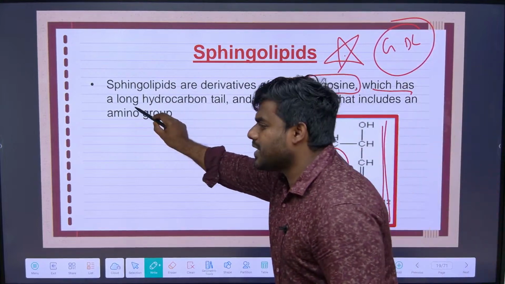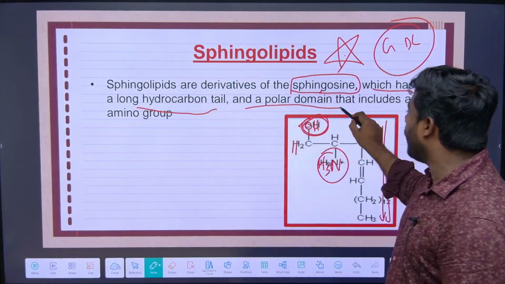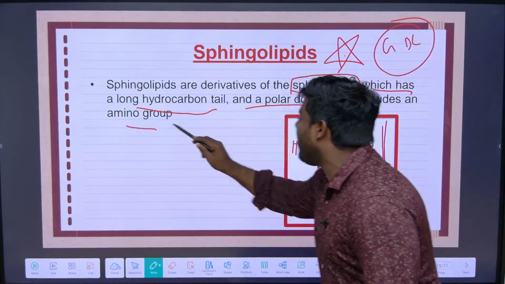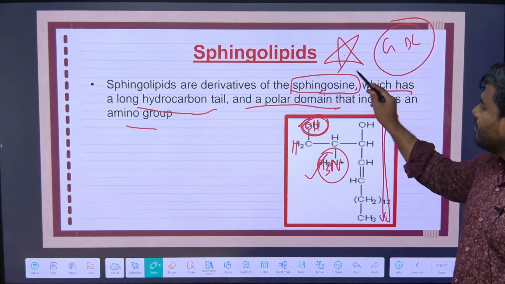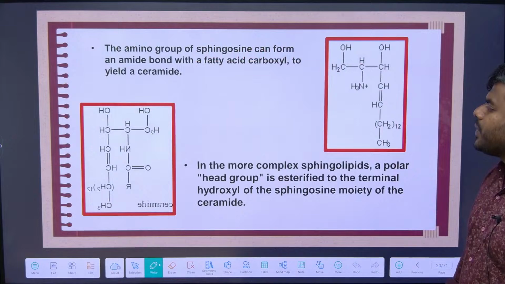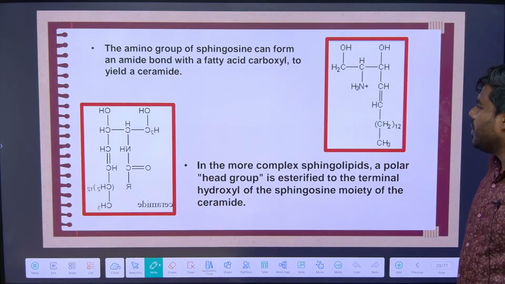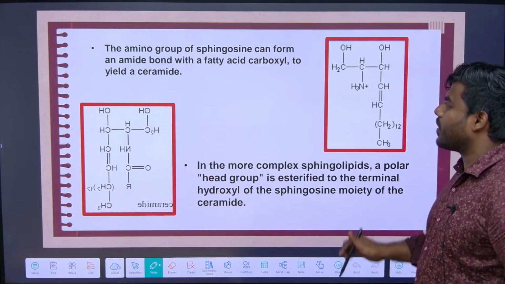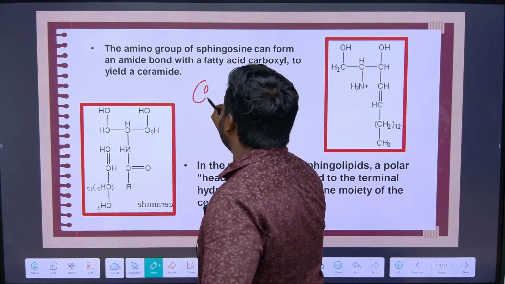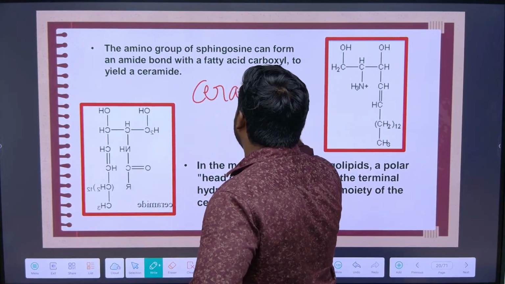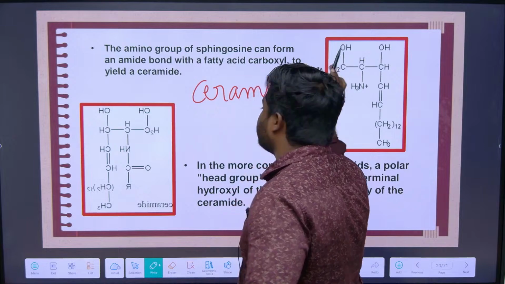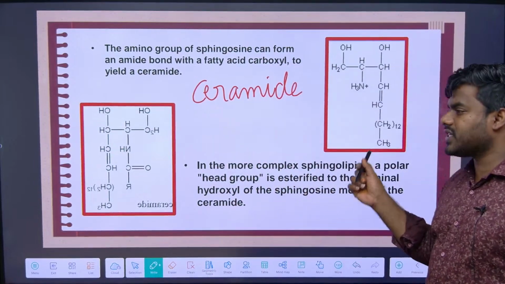Sphingosine has a long hydrocarbon tail and a polar domain which includes an amino group. This is the simple structure of sphingosine. No need to get confused, understand one more time. You understand what is called sphingosine. Now every student has to understand what is called ceramide. They are very, very important, focus correctly.